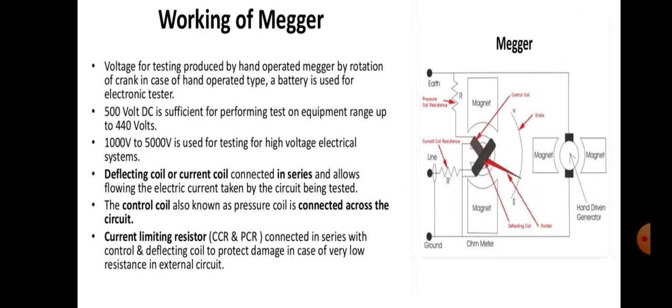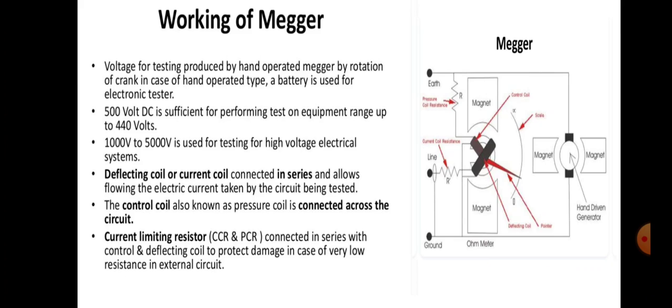Now the working of the megger. The first point says that the voltage for testing is produced by the hand operated megger by rotation of a crank in the case of the hand operated type. A battery is used for the electronic tester. As we know, if the megger is manually operated, then we need a hand driven generator as shown on the right side. Then 500 volt DC is sufficient for performing tests on equipment rated up to 440 volts.